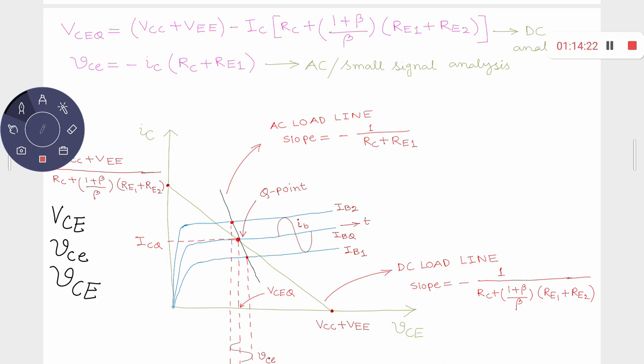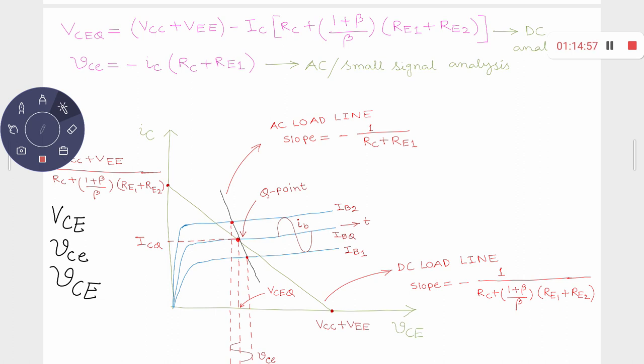Now, I would like to observe the variation of the DC current as well as the AC current with the DC voltage. So I would like to have this axis as the total instantaneous voltage and current. So this axis is small v capital C, and this axis is small i capital C. And already we have the load line, which is the DC load line with a slope equal to minus 1 upon RC plus beta upon beta RC, RE1 plus RE.